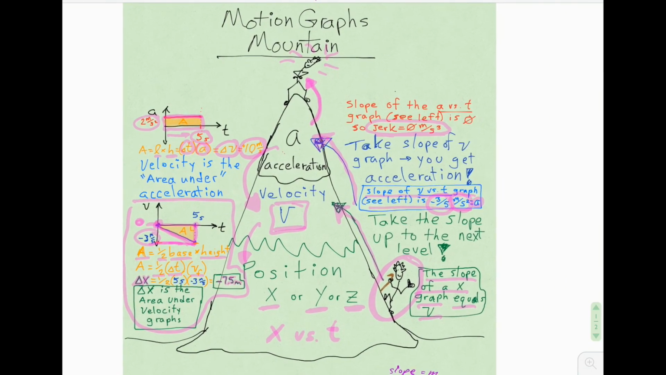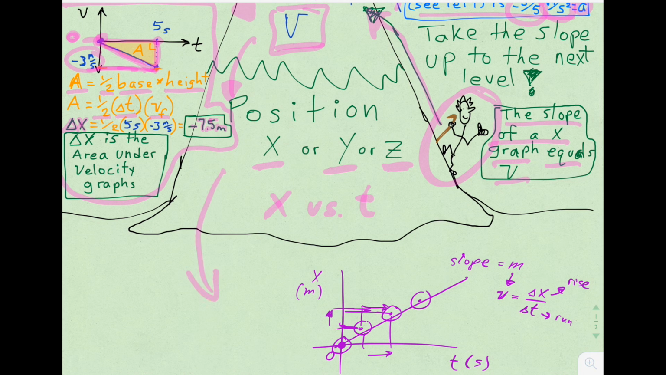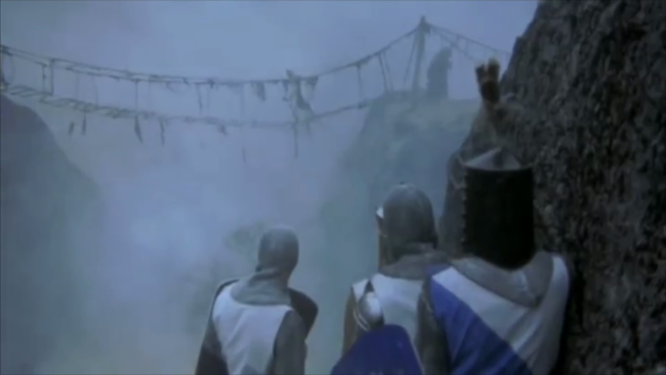Incidentally, if you take the area underneath the curve for a position time graph, there is no area lower than the base of the mountain, so it doesn't mean anything. That's easy!